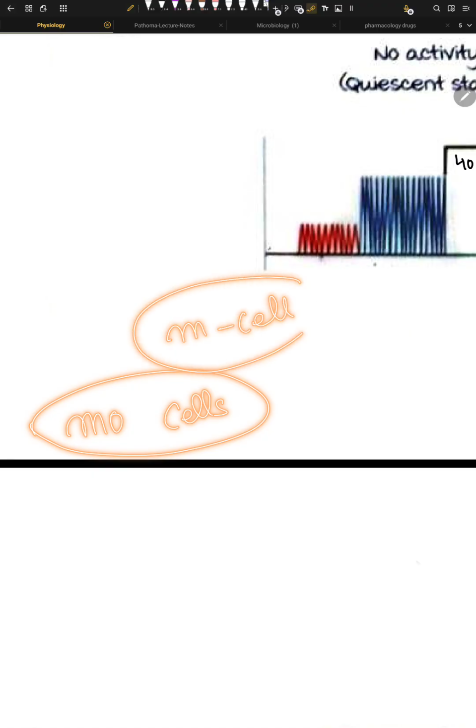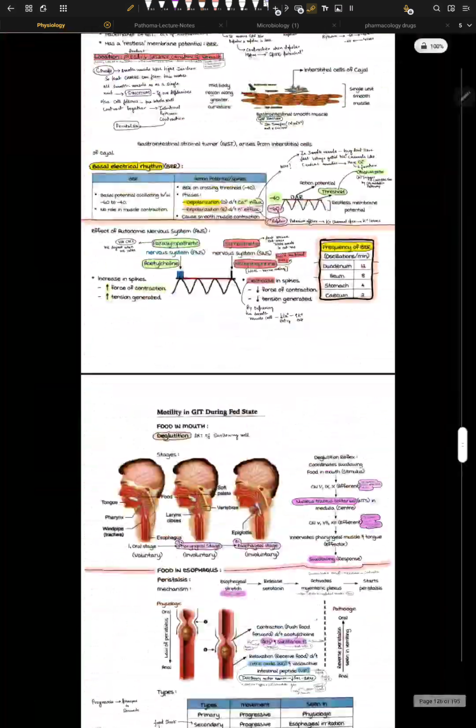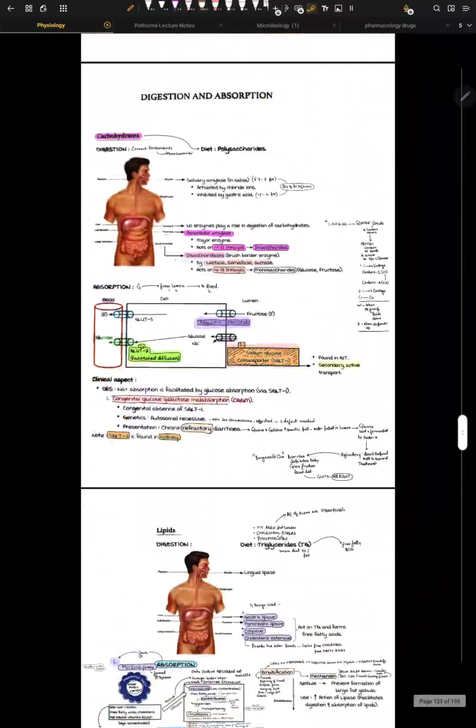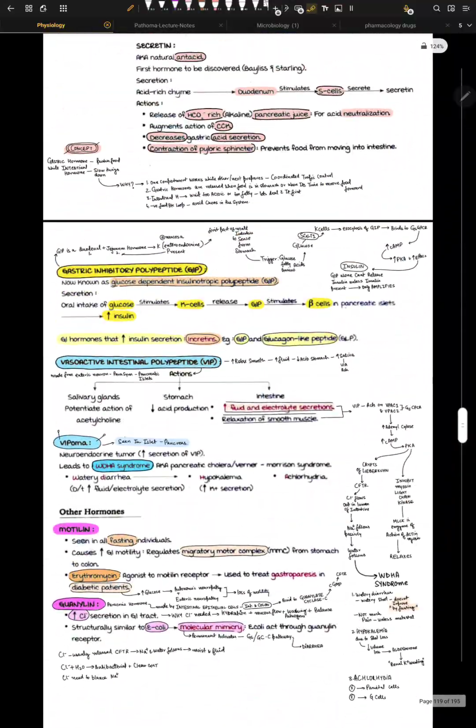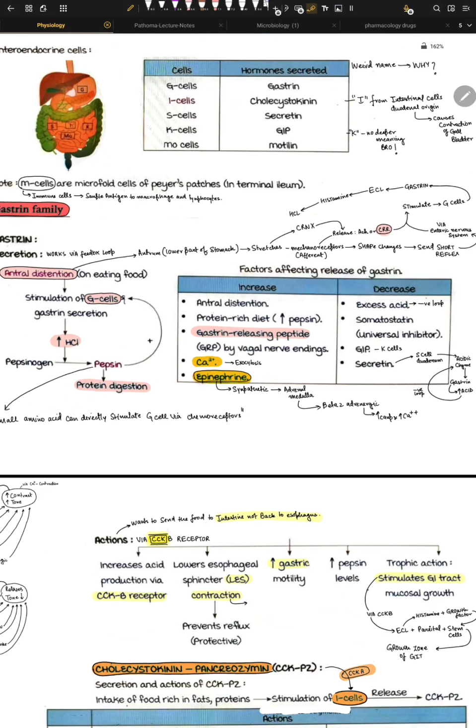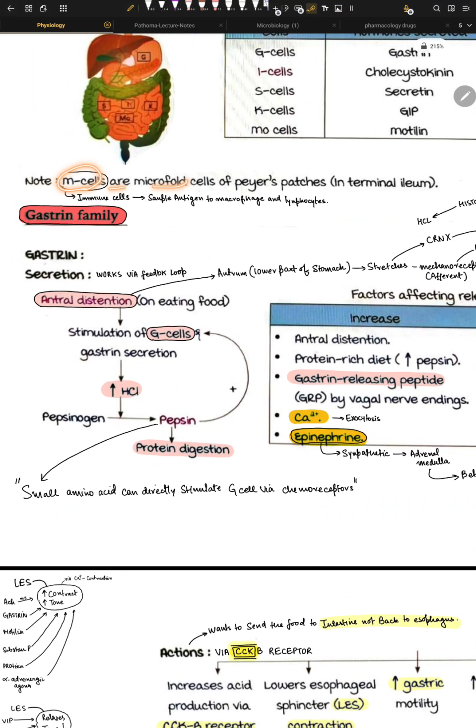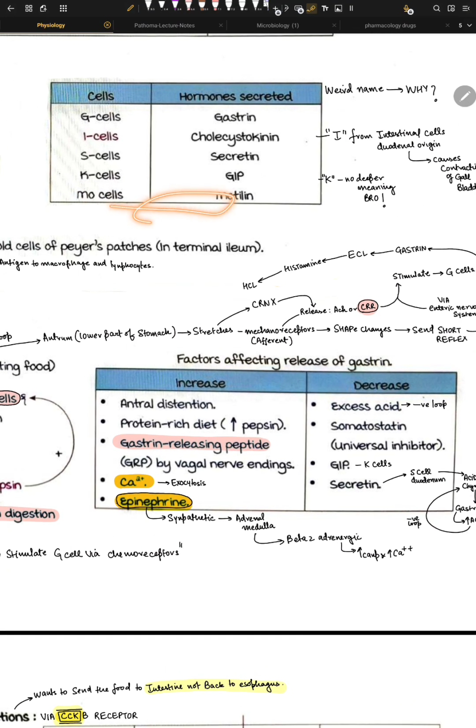M cells are immune cells. They have something to do with immune response. Motilin has nothing to do with immune response or immune anything. That's a very important thing to remember. M cells are microfold cells in Peyer's patches in the terminal ileum. These are immune cells. They sample antigen to macrophages and lymphocytes. MO cells, on the other hand, are different. They produce motilin. This is a very important concept.